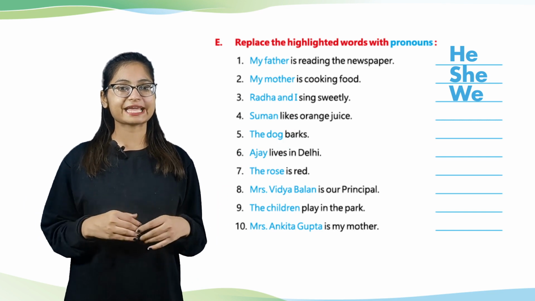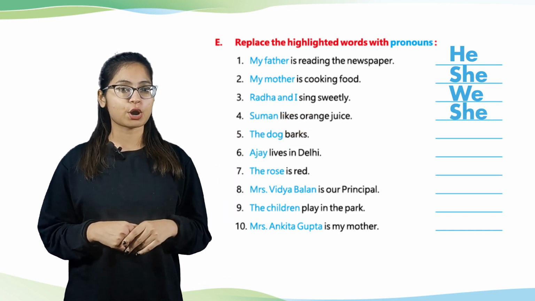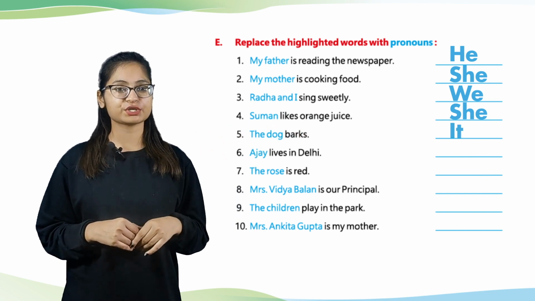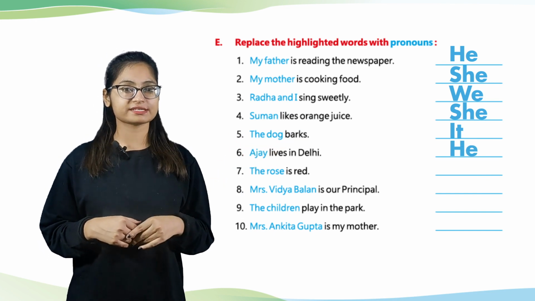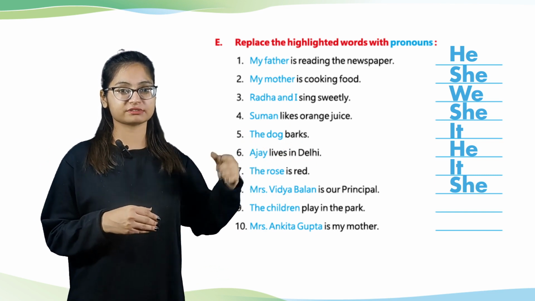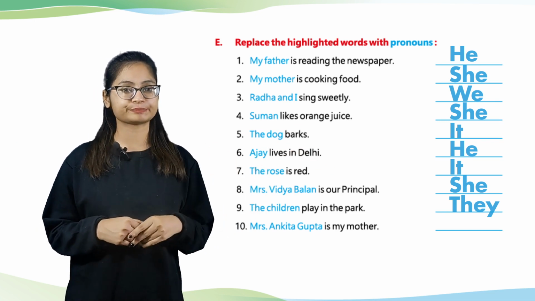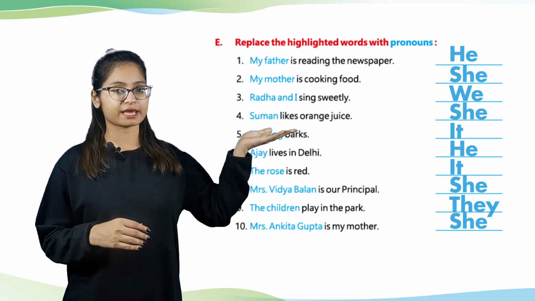Next, Suman likes orange juice. She likes orange juice. The dog barks. It barks. Ajay lives in Delhi. He lives in Delhi. The rose is red. It is red. She is our principal. The children play in the park. They play in the park. Mrs. Ankita Gupta is my mother. She is my mother.